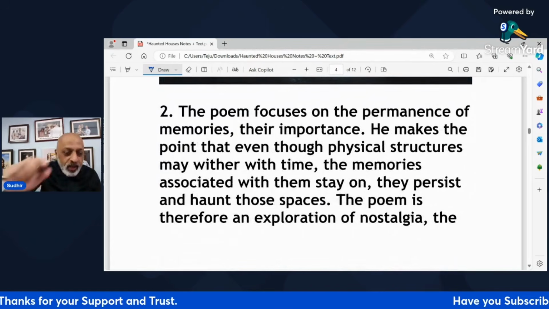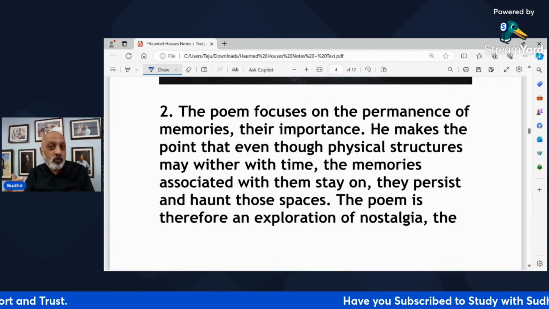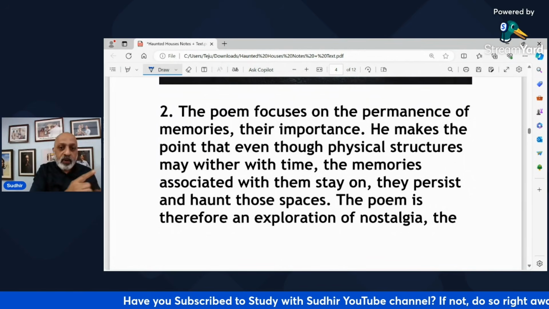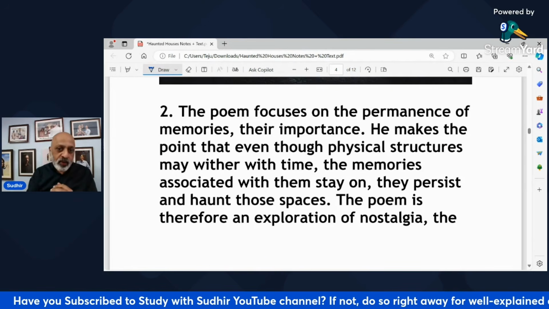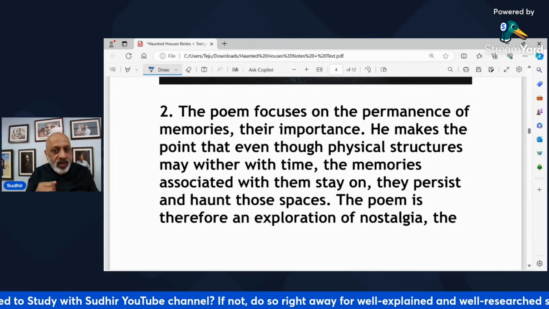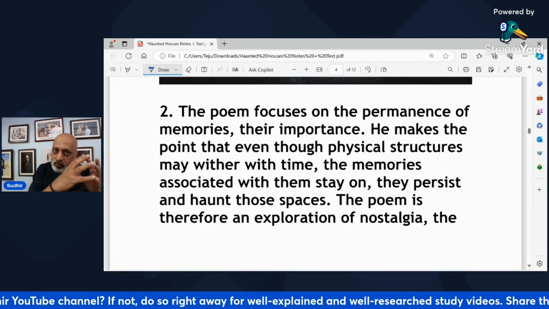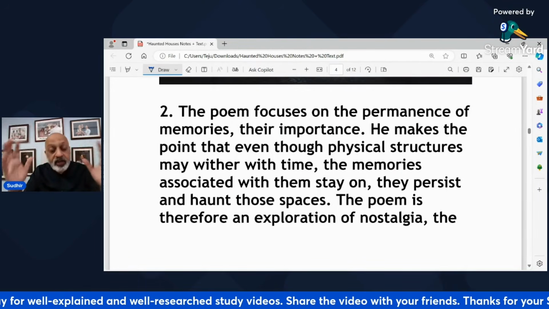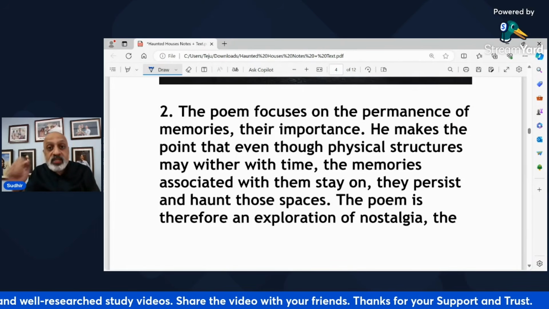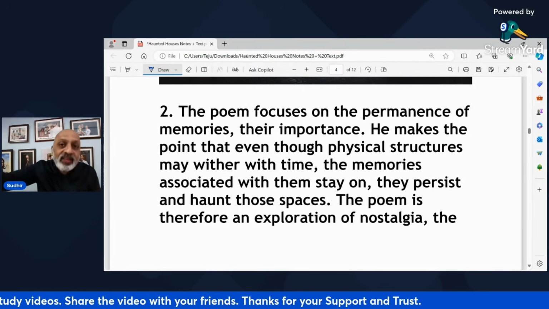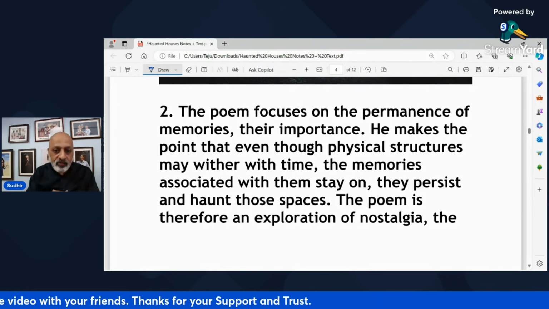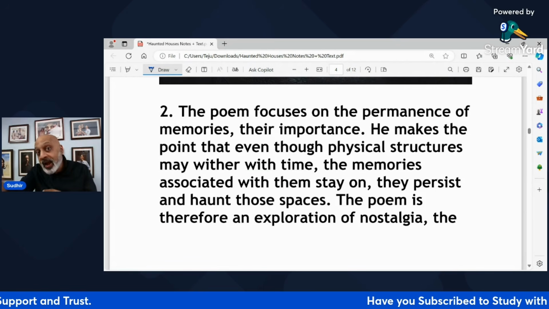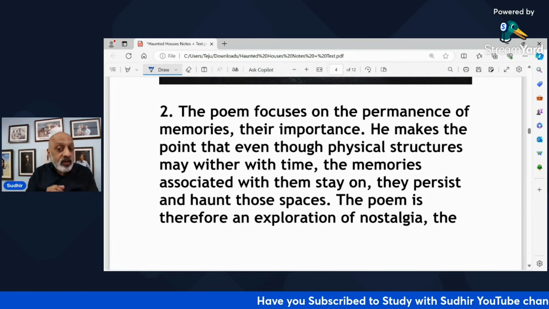The poem focuses on the permanence of memories. The people have gone away, but the memories are permanent, and so is the importance of those memories. The poet is making the point that even though physical structures may wither with time, and you see the building in a rundown, dilapidated condition, the memories associated with the people who lived in that house live on, they persist, and they haunt those spaces. They even come and stay with you at the dining table when dinner is being served.